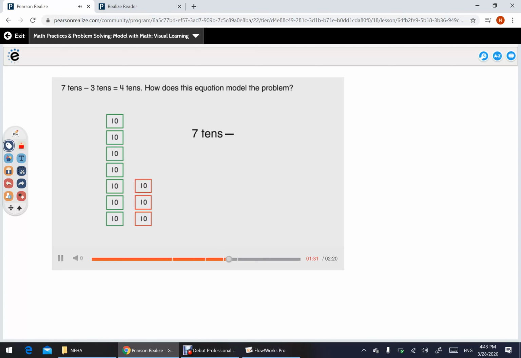7 10s minus 3 10s equals 4 10s. How does this equation model the problem? Can you tell me how this equation will model your problem? We know 7 10s. What did I explain to you earlier? 7 10s is same like? Good job. 7 10s is same like 70. 3 10s is same like 30. So 4 10s will be same like? Excellent. 40. Okay?